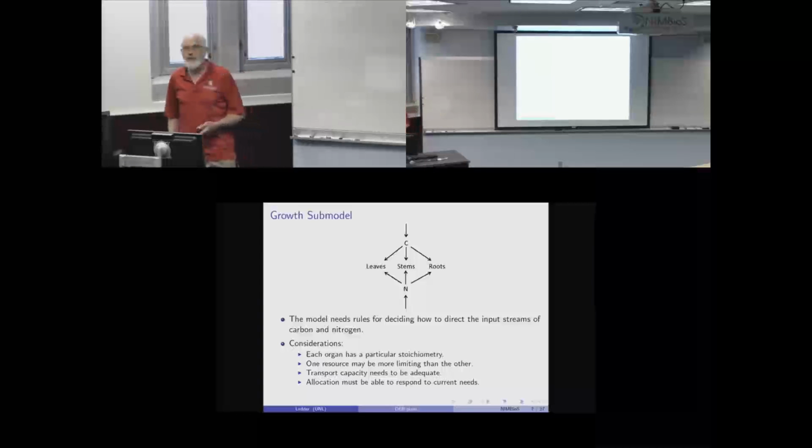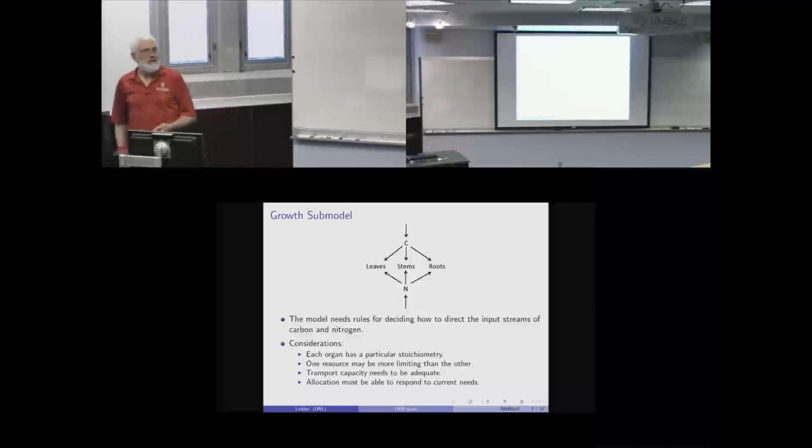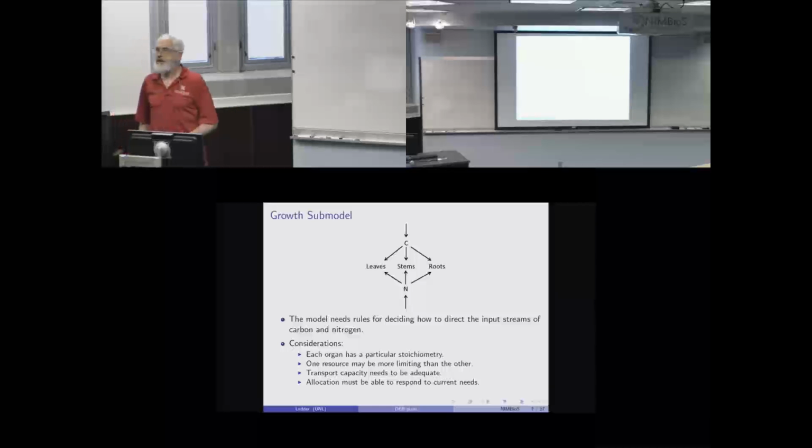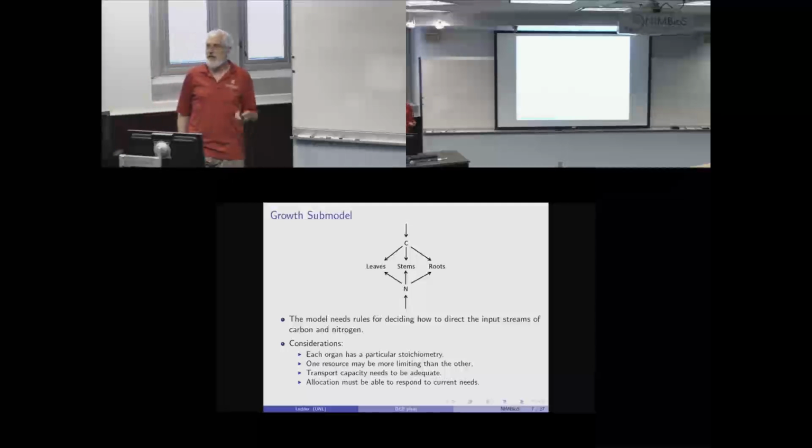And allocation must be able to respond to current needs. So if you lose your leaves, the allocation model has to be capable of directing the tree to work on building leaves and not building roots.